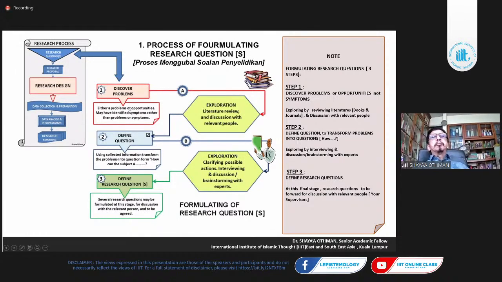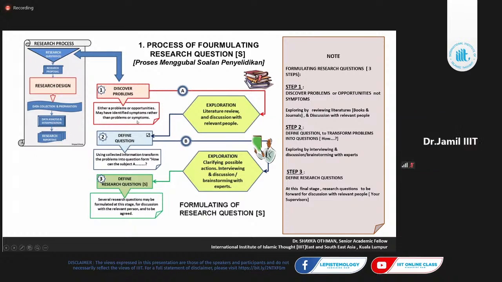Okay, these are opportunities. So look at opportunities, look at the problems around you. There are so many opportunities, so many problems which we discuss. And after you go through this, don't look at the symptom, look at the problem, not the symptom. Don't get involved with the symptom.